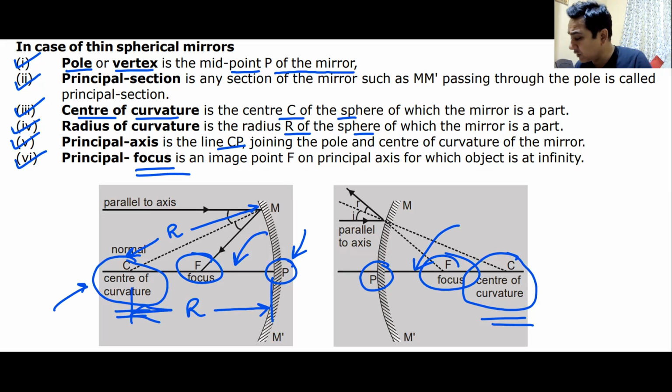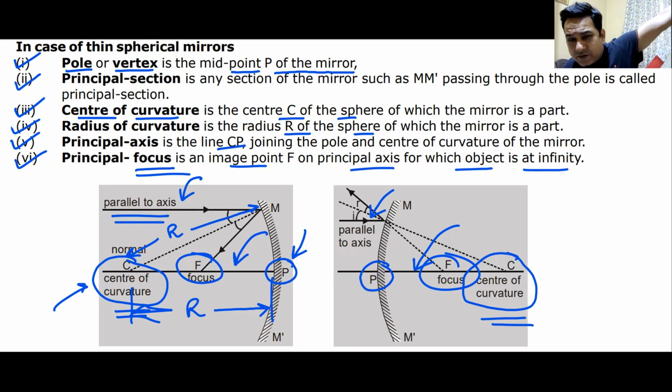Now what is focus F? It is the image point on the principal axis for an object at infinity, when we have an object which is very, very far away. Wherever the image of that object is formed by the mirror is known as focus. Remember, when the object is at infinity, the rays which are coming are parallel to the principal axis. Do we see this? Parallel rays. Whenever you see parallel rays coming, those parallel rays are coming from infinity.